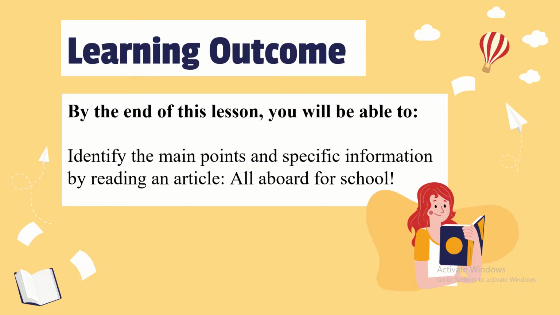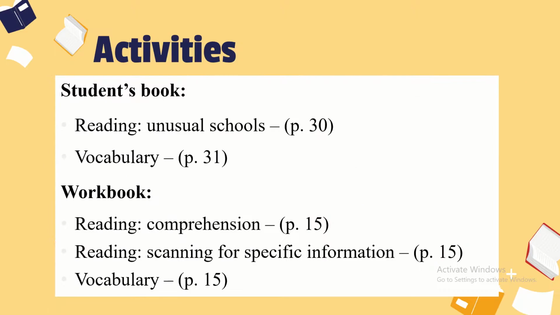The learning outcome of this lesson is, by the end of this lesson, you'll be able to identify the main points and specific information by reading an article all about unusual schools. The activities for this part of the lesson are present in your student's book and your English workbook.